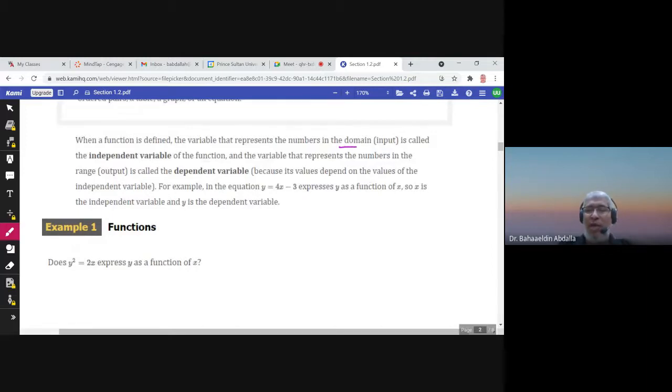The variable that represents the domain or the input, which is usually x, is called the independent variable. And the variable that represents the numbers in the range or the output is called the dependent variable. So for example, in this equation, x is the independent variable, and the values of x will give you the domain, and y is the dependent variable, and the values of y will give you the range.